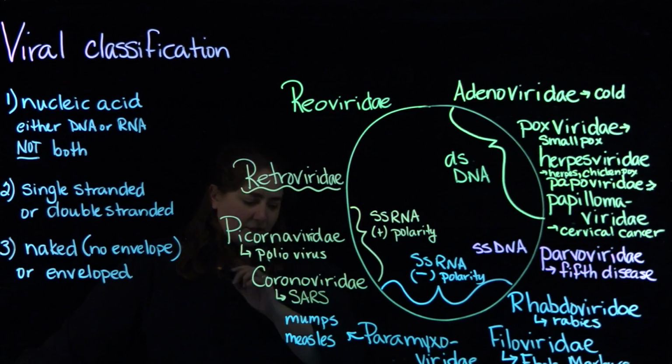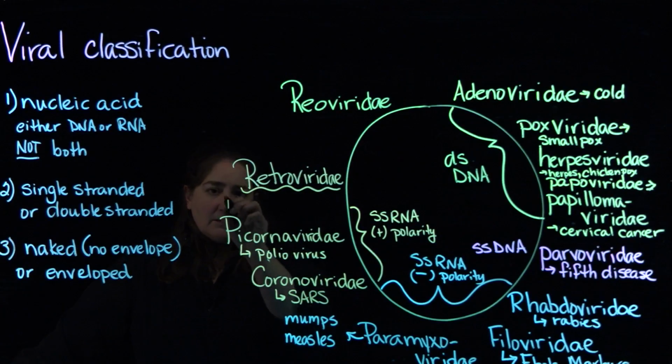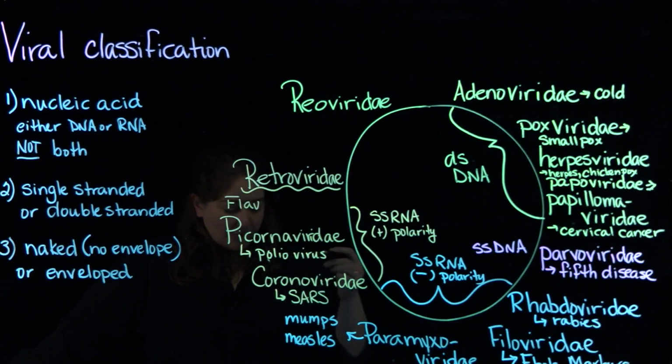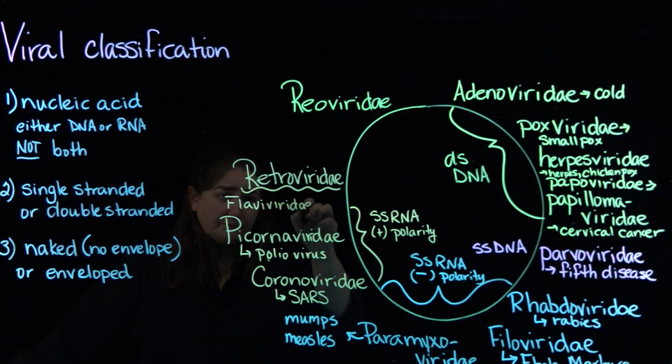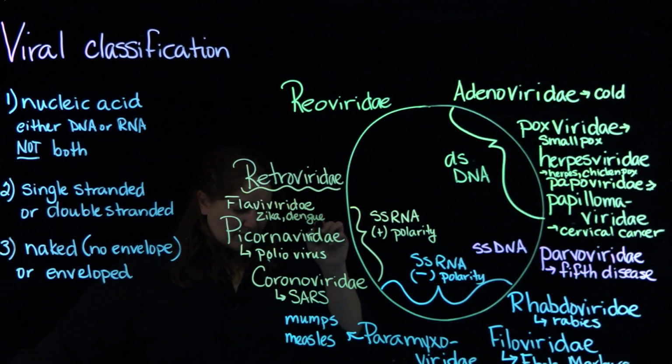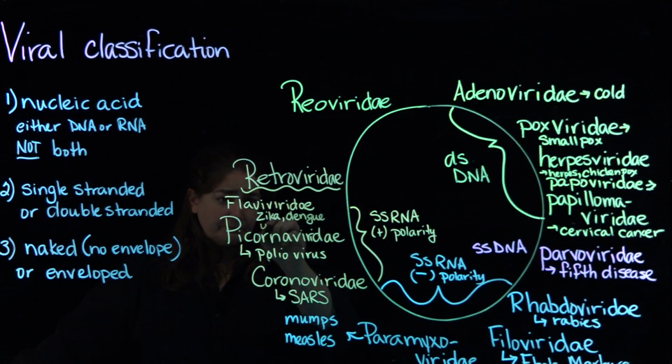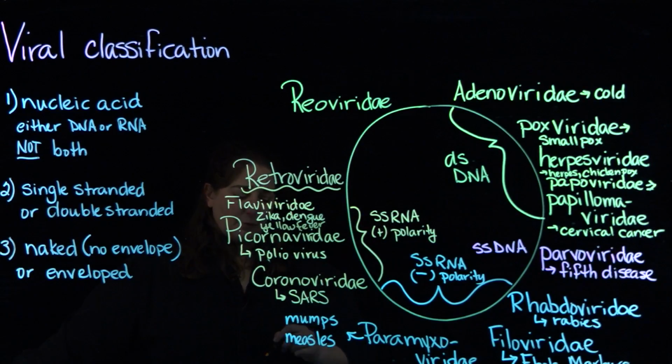I left one out of here, so we'll add it in. The viral family that Zika is associated with, as well as dengue fever, is a flavivirus. So it's Flaviviridae. So Zika, dengue, and there's another one, yellow fever. All come under this category. So these are all single-stranded positive polarity, okay?